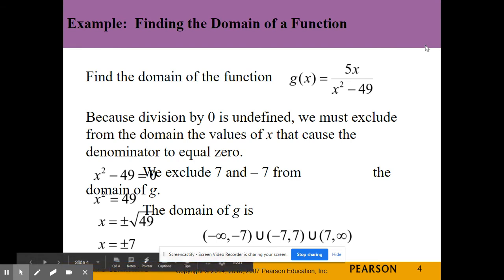If you're writing it in interval notation, the way that you would write that is in 3 separate intervals. You have a hole at negative 7 and then a hole at 7. That's why we're using parentheses here to exclude negative 7 and 7.